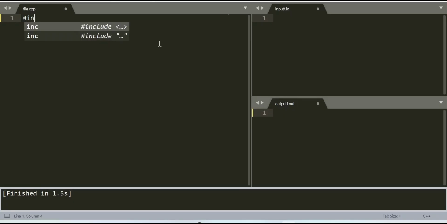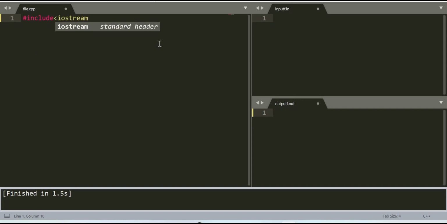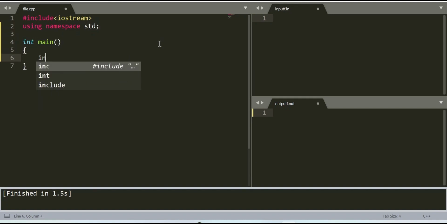Let's include all the header files. Let's include iostream. We are not doing any other operations, so we do not need to include any other header files. We are doing just simple input output operations, so it is enough to include iostream and not any other libraries. Okay, so using namespace std and int main, let's first take the input integer which is int n, cin n.